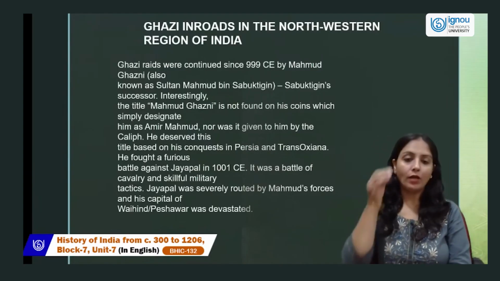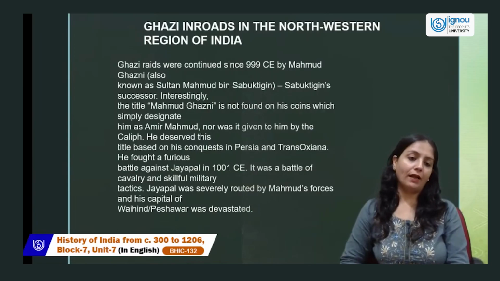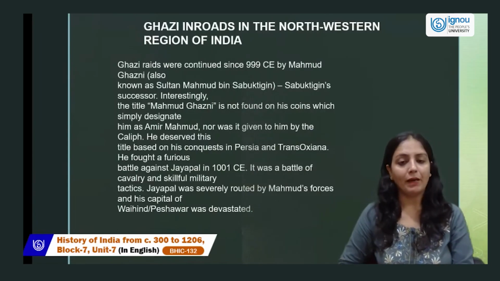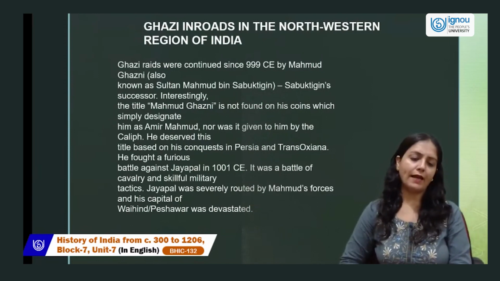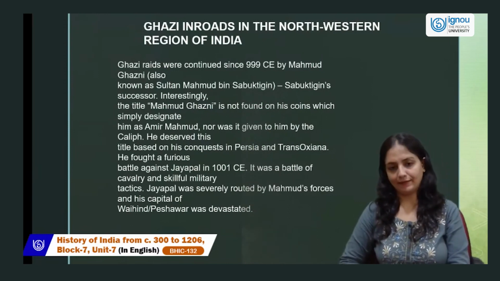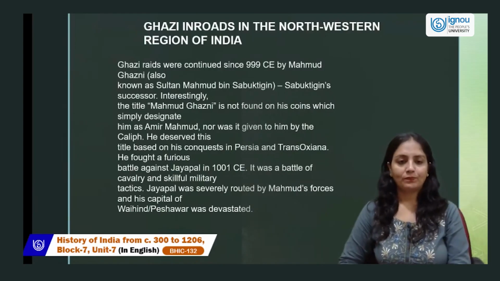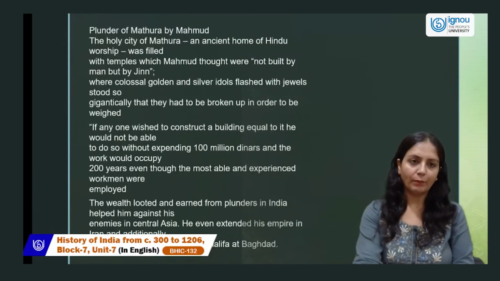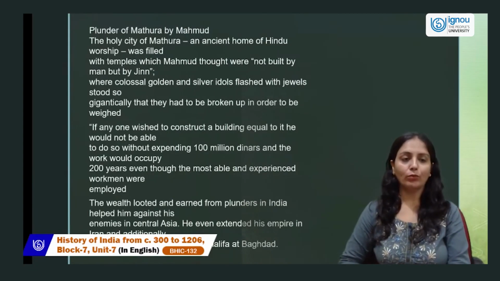He fought a furious battle against Jaipal in 1001 CE. We are talking about Mahmud Ghazni. He fought a furious battle against Jaipal in 1001 CE. It was a battle of cavalry and skillful military tactics. Jaipal was severely routed by Mahmud's forces and his capital of Peshawar was devastated. Jaipal was not that powerful, unlike Mahmud Ghazni.